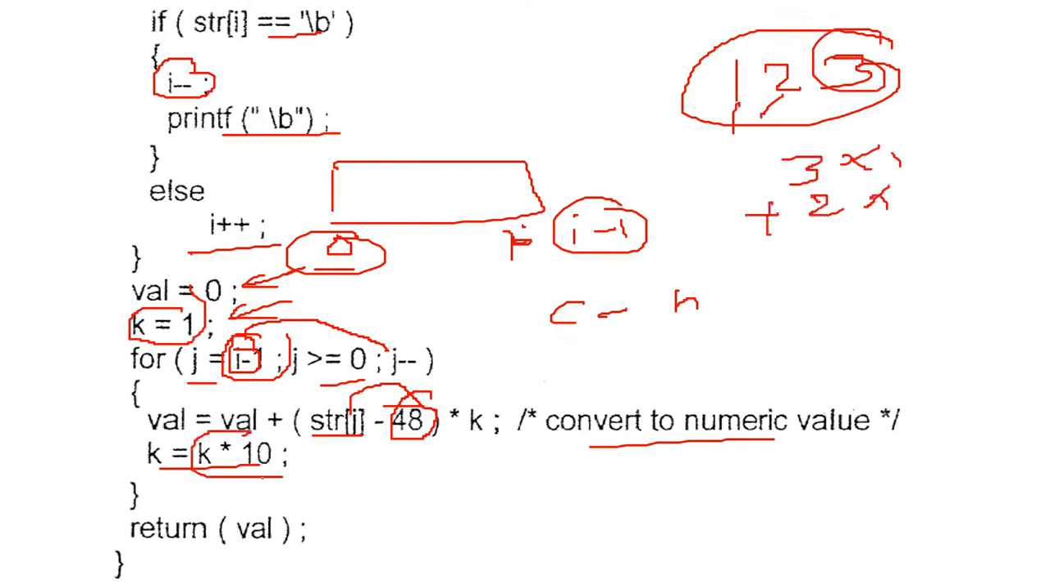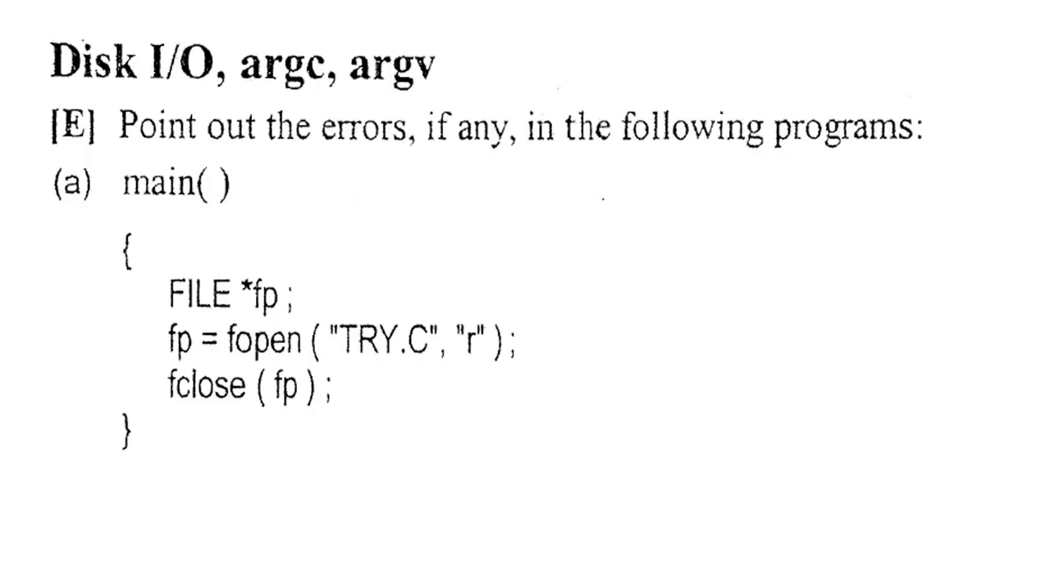So 2 into 10. Now this is what? 23. Now we take this 1 and multiply it with 100. So this is 100 plus 23. So 123 is now a numeric value. This is how it is done. I don't find any error here.